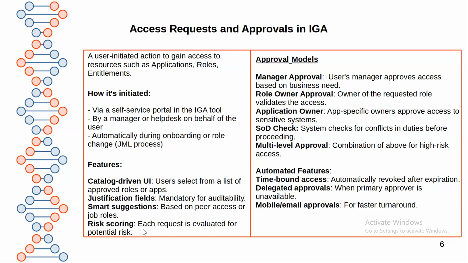When you create a request, each request is also evaluated for the potential risk: who is the user, what kind of access he wants, what particular application he wants, what kind of role he is asking for. Based on that, a risk score can be generated. This will be further used in the upcoming session, which I am going to take next time. So risk scoring and calculation will be covered in the next session. These are some of the features of the access request. I hope access request is clear.